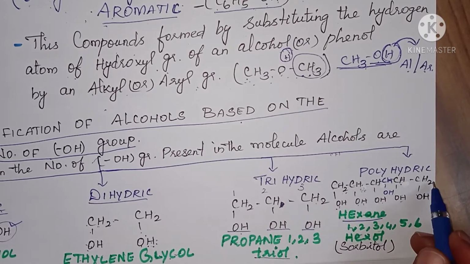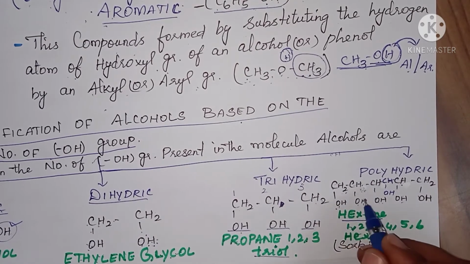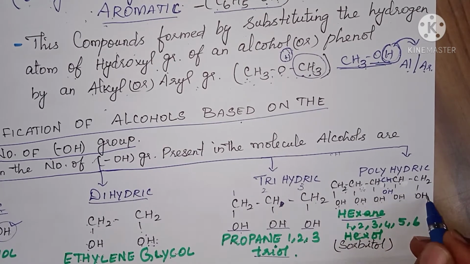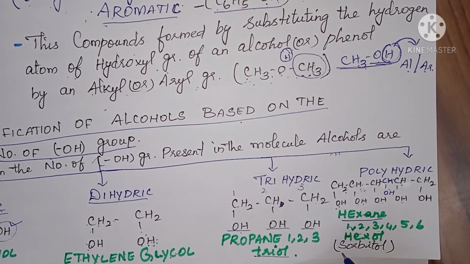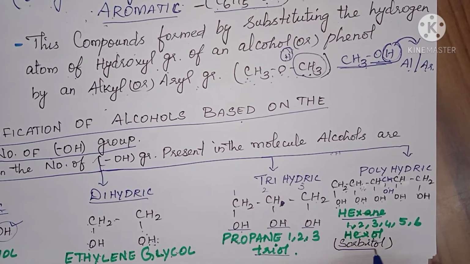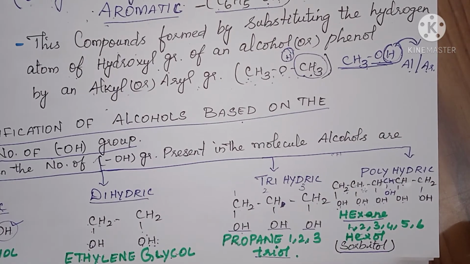So that means 6 carbons are there. 6 carbons means naturally hexane. Hexane 1, 2, 3, 4, 5, 6 hexol. Okay. So hexol in the common name is sorbitol. Okay, remember this. Next one.